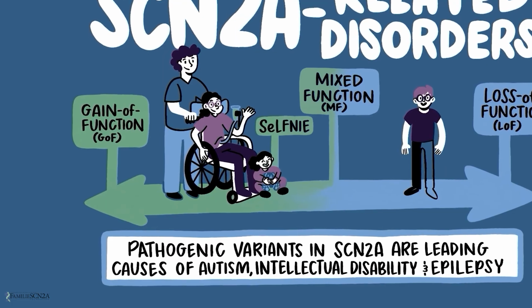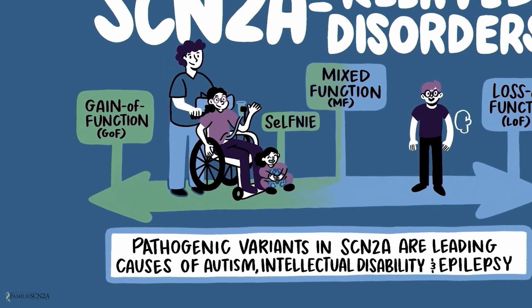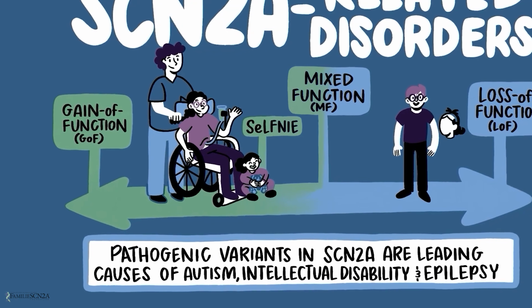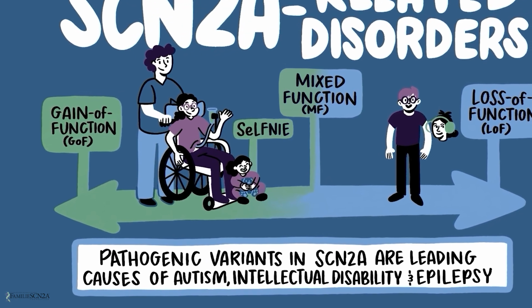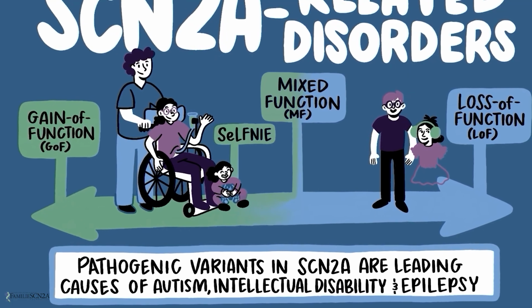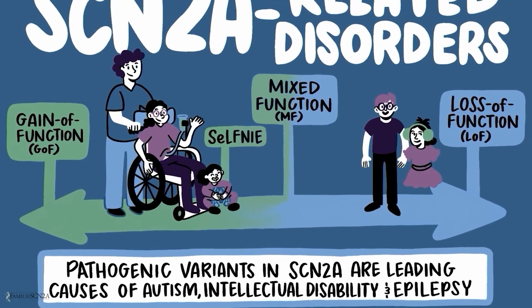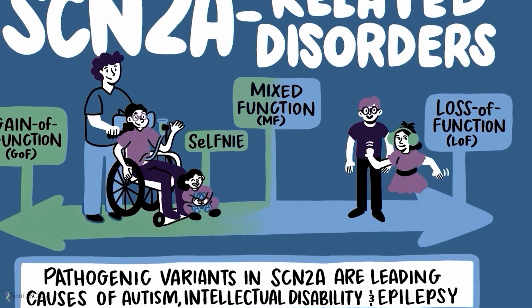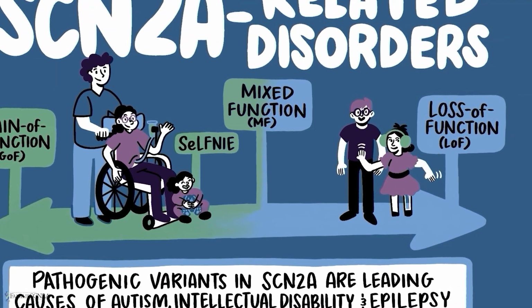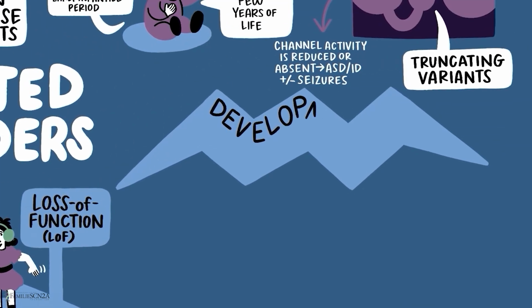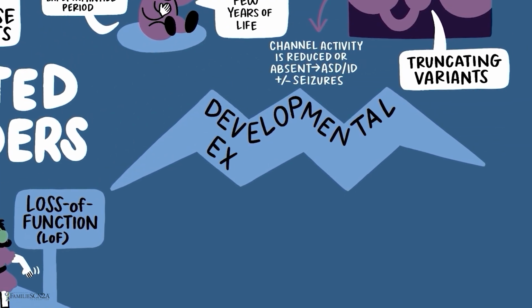Patients with loss-of-function variants typically present with ASD and ID, which is characterized by global developmental delay, though about a third of these children also develop childhood-onset seizures that are largely refractory to treatment. The difference in age at which epilepsy presents in children with gain-of-function versus loss-of-function variants is a general trend, but there are exceptions. You can think of SCN2A as a developmental excitability gene.